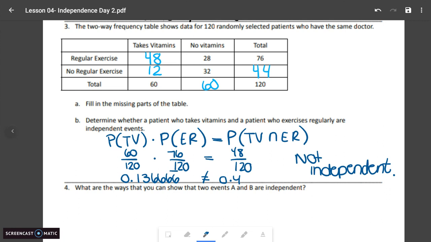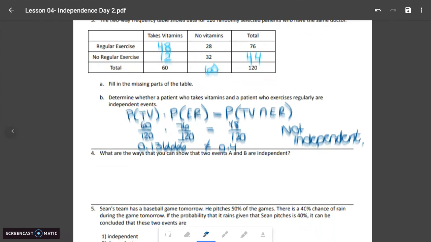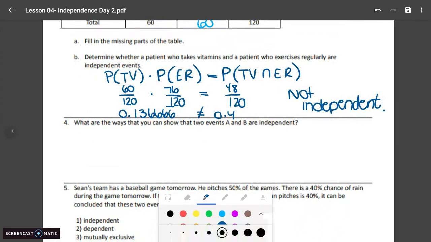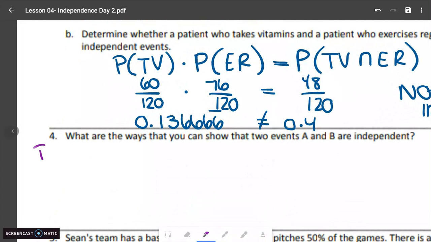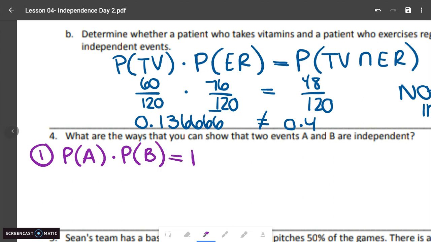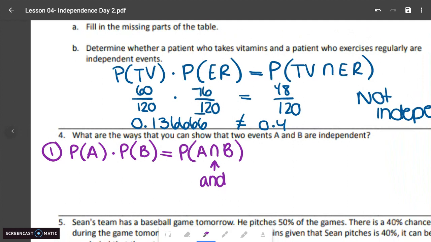So just to recap now from lessons 3 and 4, this lesson, there were 2 ways to test independence. One way is to do what we were doing here, the probability of a given event A times the probability of the given event B. If they multiply together to get the probability of A and B, remember this is our and sign, then they are independent. So that was the one way, what we're doing today.